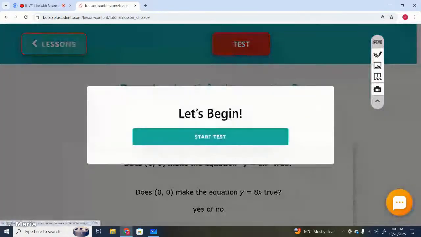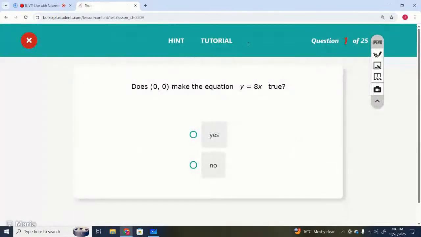Let's just start with the test questions. Does 0, 0 make the equation true? Yes, it is. Option number 1 is the correct option.